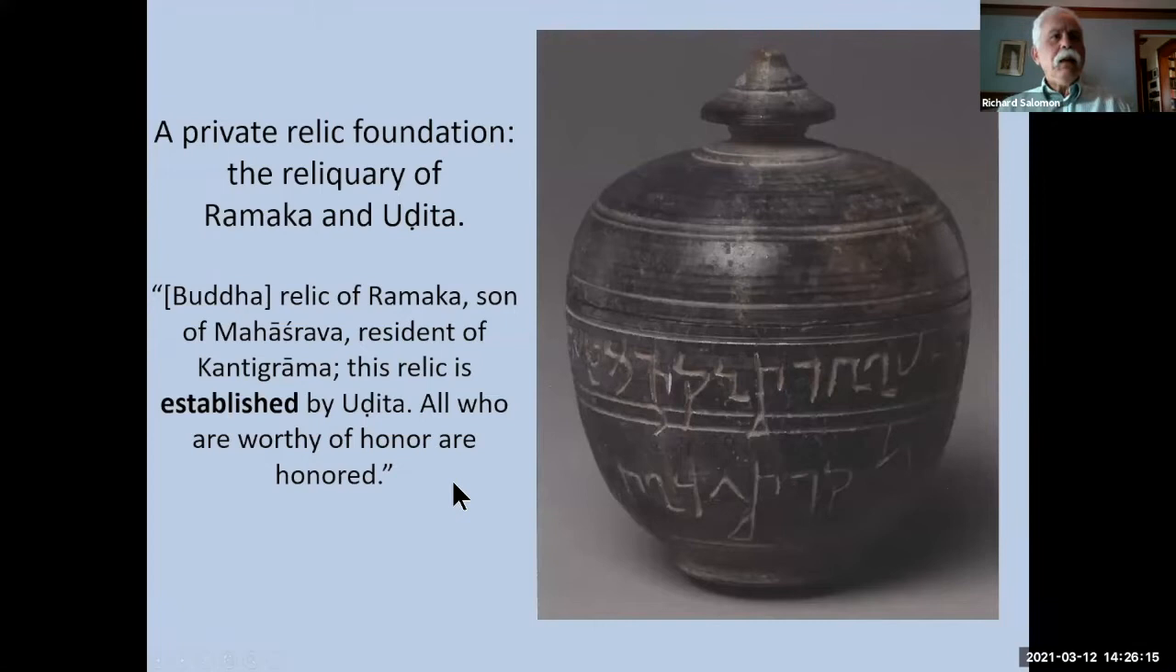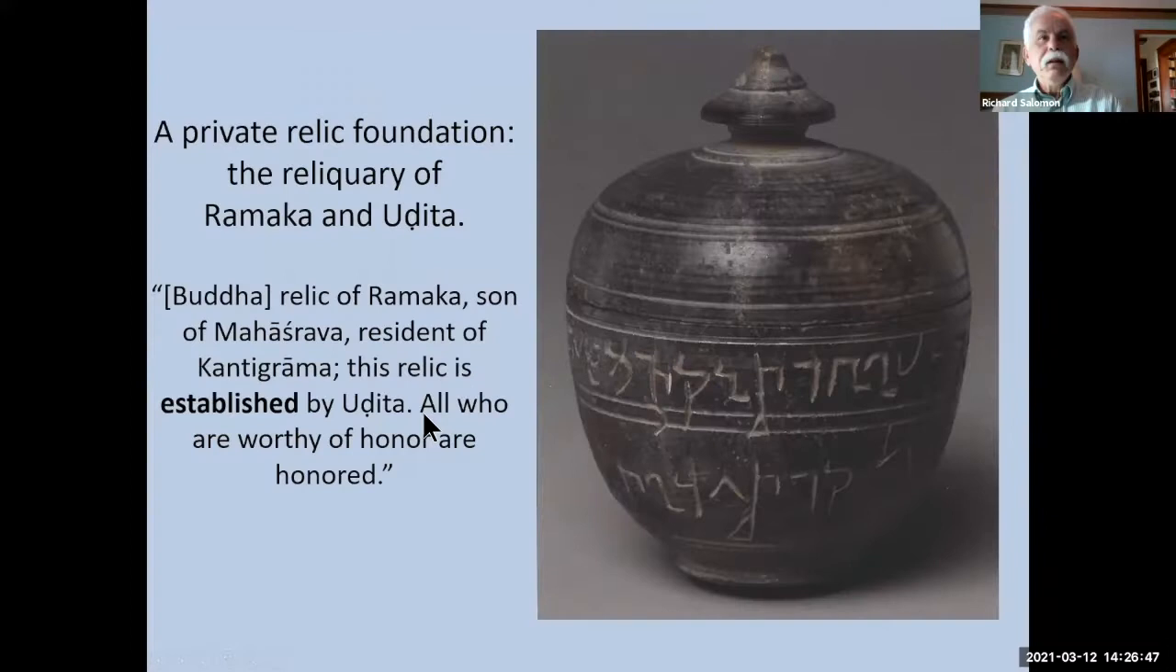And then it says, this relic is established, and there's that word again, pratithavita, by Udita. And again, he's no known person. He has no titles or honorifics. So I imagine that for some reason, a relic that belonged to Ramaka was actually ceremonially established by this guy, Udita. Maybe they were relatives or maybe father and son. We don't know. No other information about them.